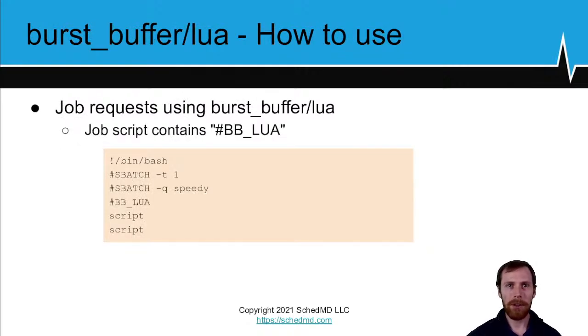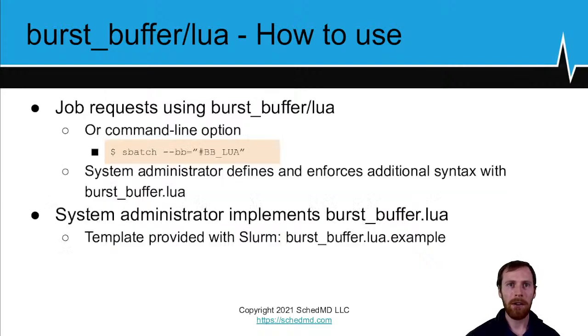In order to use it, a job simply needs to have the string #bb_lua in the job script. Now this string bb_lua is configurable. You can change it to something else, but the default is bb_lua. Alternatively, you can use the command line option --bb, and that is available for salloc and srun as well as sbatch.